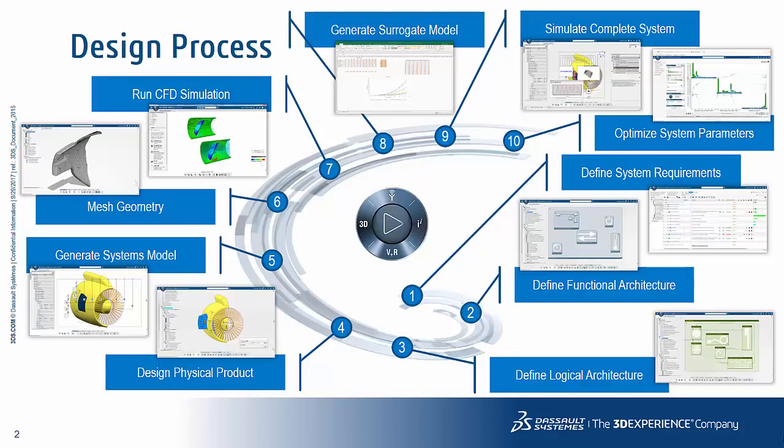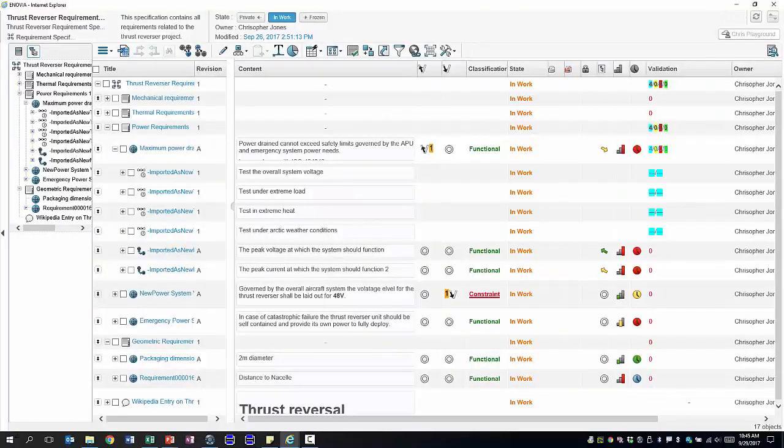Once we've done that, we can mesh the geometry and run CFD simulations on our system in order to generate a surrogate model. Once we've generated a surrogate model, we can implement this within our systems model and run complete system simulation using the surrogate model, which is significantly more efficient and takes significantly less time than running a full co-simulation between the systems model and the CFD model. Once we've built our complete systems model, we can then optimize the system parameters using Process Composer to then analyze the results in Results Analytics. With that, let's get started.